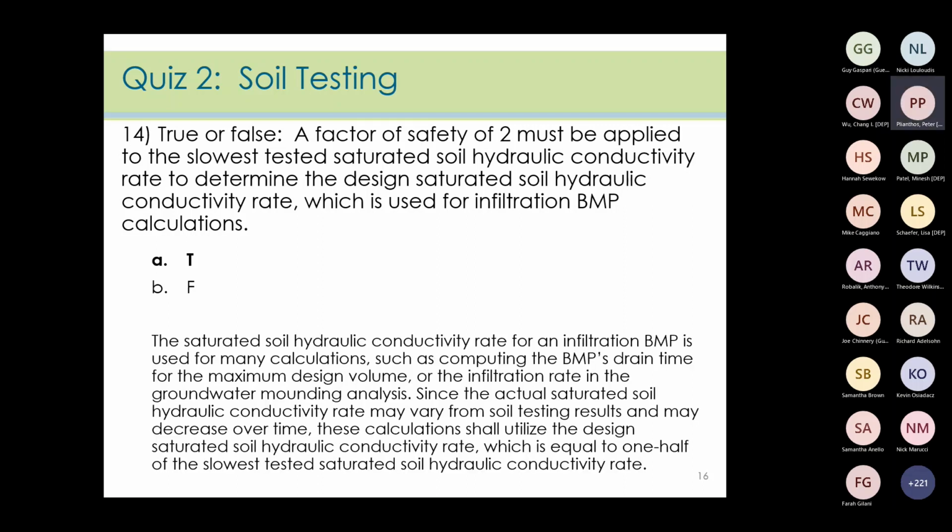Since the actual saturated soil hydraulic conductivity rate may vary from soil testing results and may decrease over time, a factor of safety of 2 must be applied to the slowest tested saturated soil hydraulic conductivity rate to determine the design saturated soil hydraulic conductivity rate. Computing a BMP's drain time for the maximum design volume, the exfiltration rate for a BMP allowing exfiltration in the routing calculation, or the infiltration rate in the groundwater mounting analysis must all use the design saturated soil hydraulic conductivity rate.